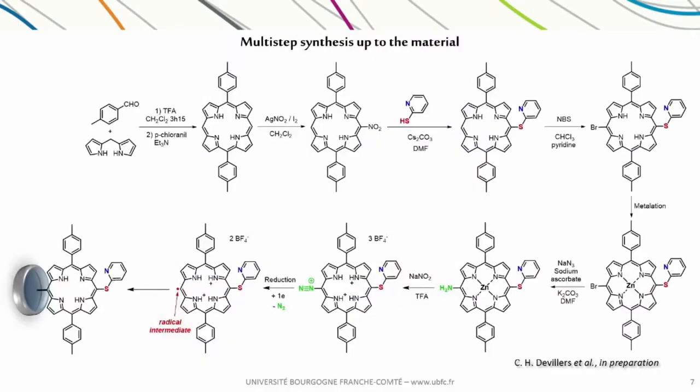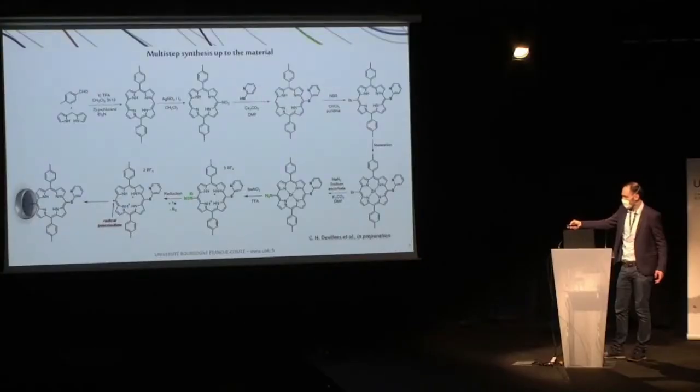So you can see here briefly the synthesis of this kind of material is quite long, and it was quite hard to develop. So in the first step, we make the macrocycle here. We introduce in this position the nitro function. After that, we introduce this arm with the imine function. And here we are blocking this position, which is called the meso position, with a bromine atom. We metallate this porphyrin with zinc, for example. And after, we replace this bromine atom with an amine function. We make the diazonium. We reduce this diazonium into a radical which can couple with the electrode surface.